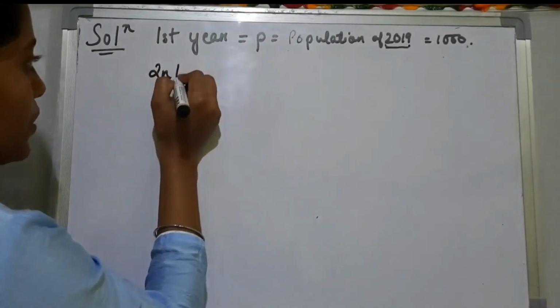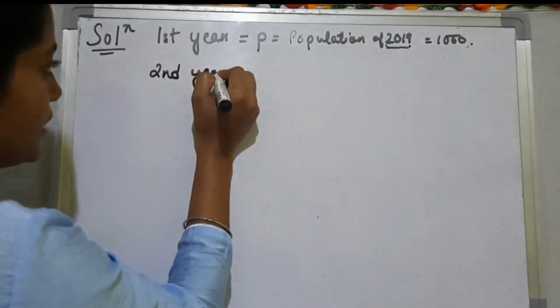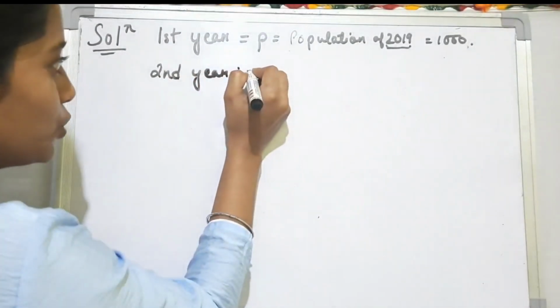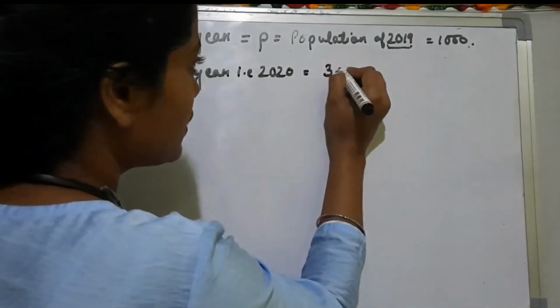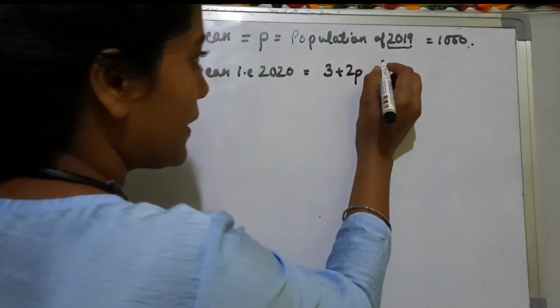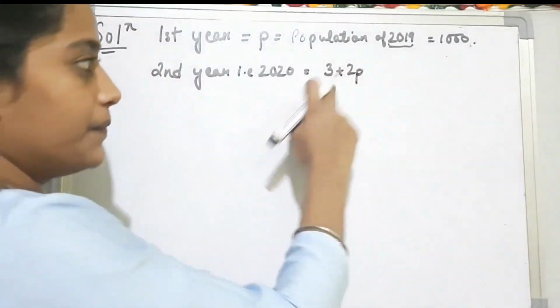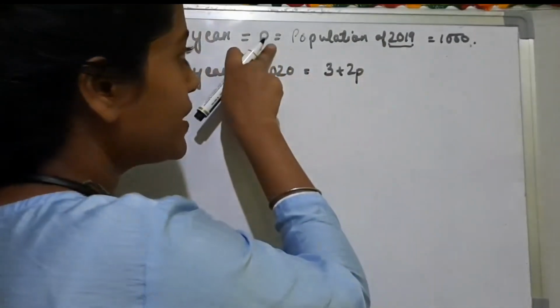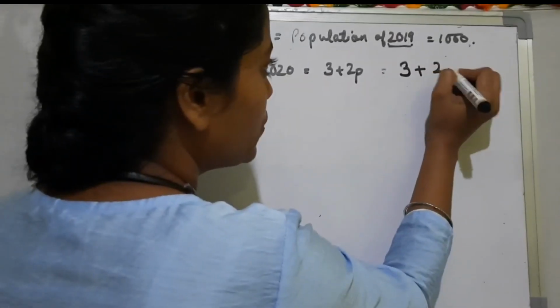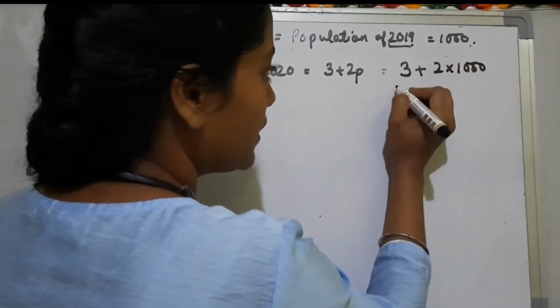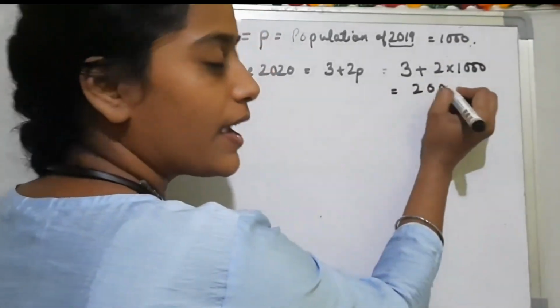So the second year population, that is 2020, we will get as 3 plus 2P, which is given in the question. So here P is the previous year population. So we can write 3 plus 2 into 1000, that is 2003.